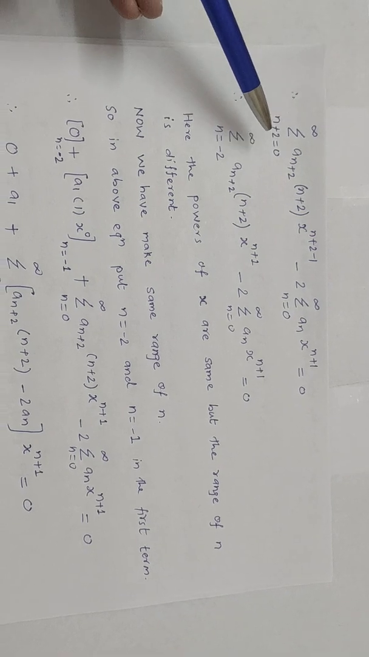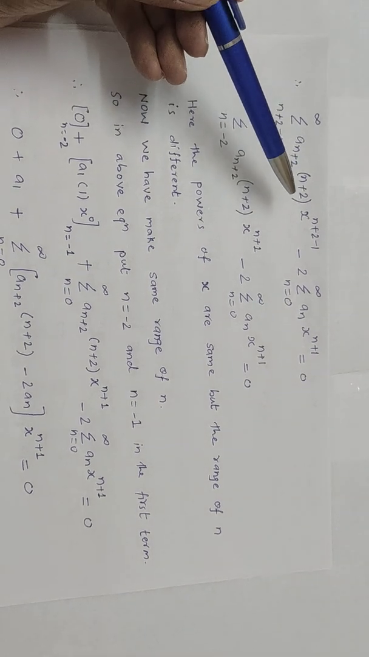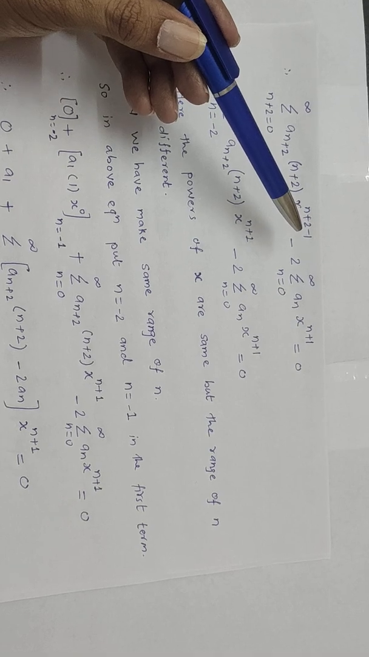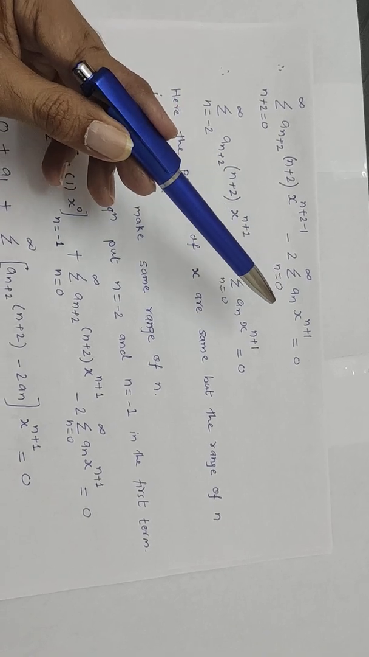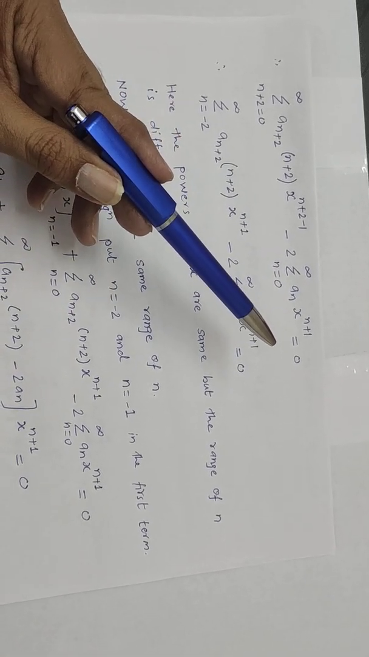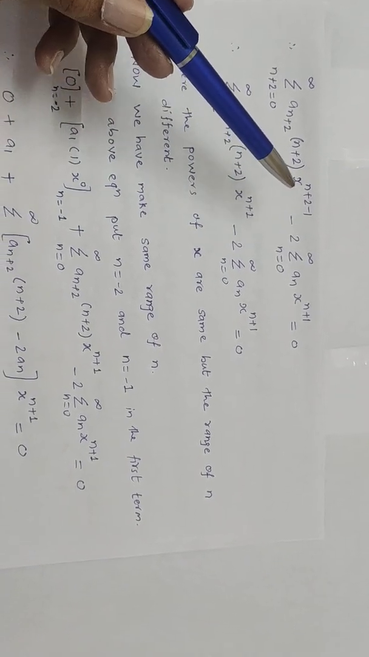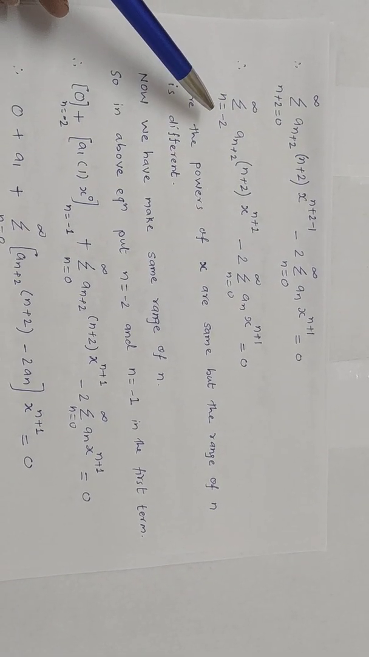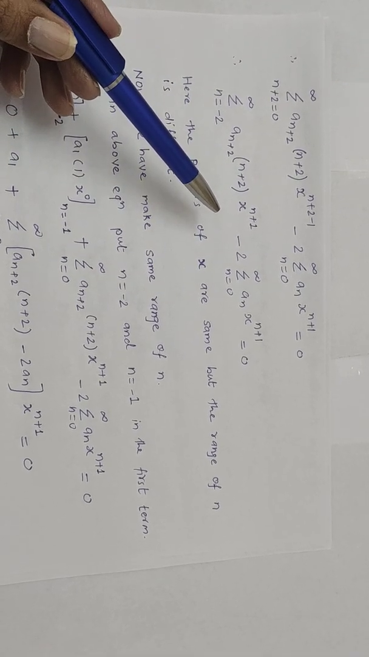That is summation from n plus 2 equals 0 to infinity of a_{n+2}(n+2) x raised to (n+2)-1, minus 2 times summation from n equals 0 to infinity of a_n x raised to n+1, equals 0. Now n+2-1, the result is n+1, so it will become x raised to n+1. So the overall term is summation from n equals -2 to infinity of a_{n+2}(n+2) x raised to n+1.